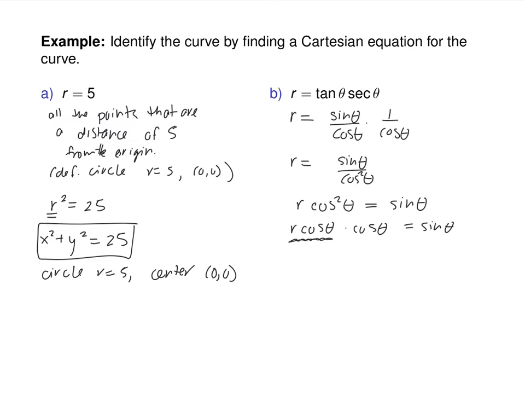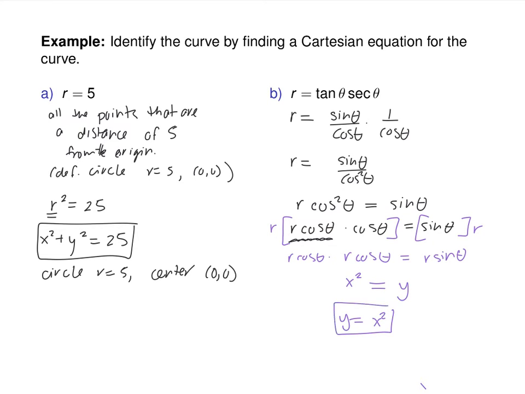So how you can accomplish that is this. You multiply this side by r, multiply that side by r. And that will give us r cosine theta times r cosine theta equals r sine theta. And on the left side, we just have x times x, or x squared. On the right side, we have y. So this curve in Cartesian coordinates is the curve y equals x squared.